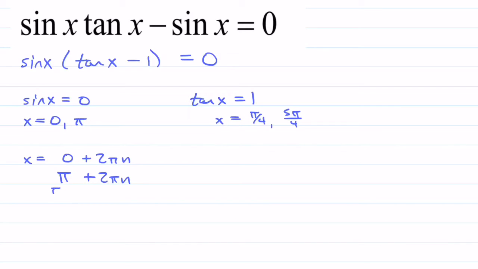And now for the general solution, you can just take each of these and add 2 pi n to them. So you can go x equals 0 plus 2 pi n, pi plus 2 pi n, pi over 4 plus 2 pi n, and 5 pi over 4 plus 2 pi n, where n is an integer.